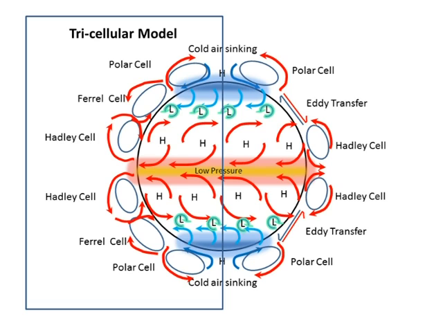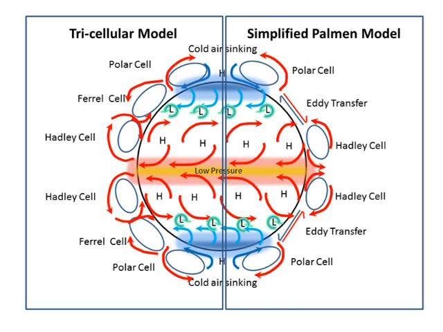Now this model is called the Palmén model, and this is a simplification of the Palmén model. Your syllabus only requires you to know the tricellular model, but you may come across the Palmén model in some books, so we tell you about it. But either way, it explains the general circulation of the atmosphere. That concludes the discussion of the general circulation. In grade 12 we have a look at the detail of how these systems affect our local and global weather.